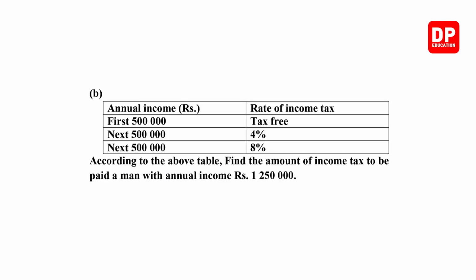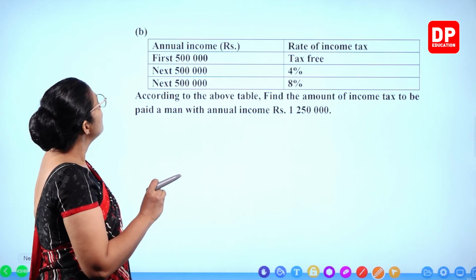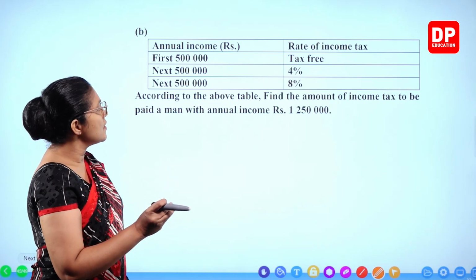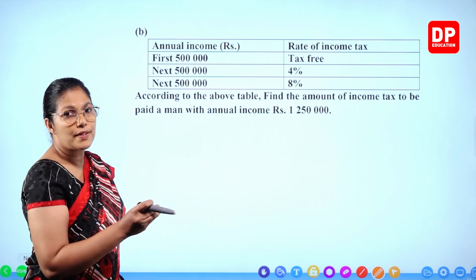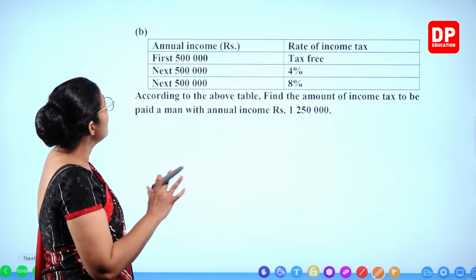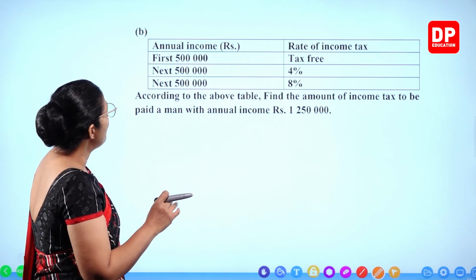Then part 2, part B. This is about income tax. So this is the normal chart. First 500,000, tax is free. Next 500,000, 4%. Next 500,000, 8%. So this is annual. We are checking with the annual income.